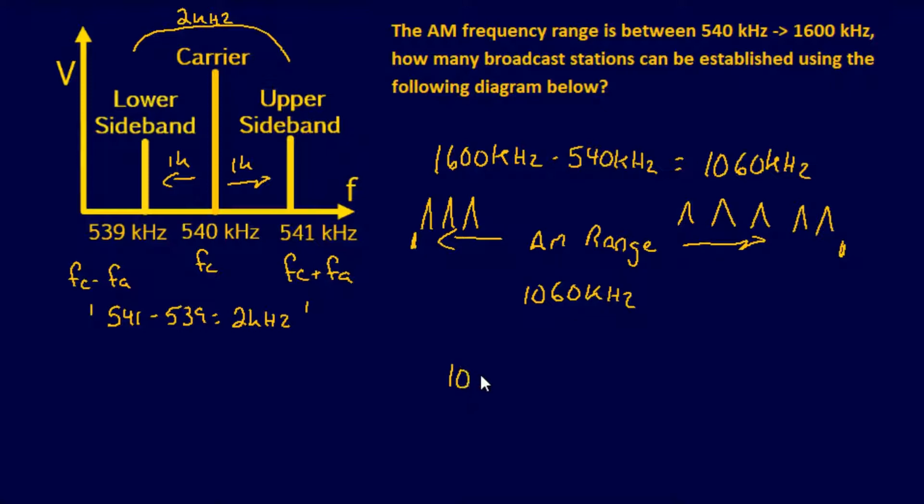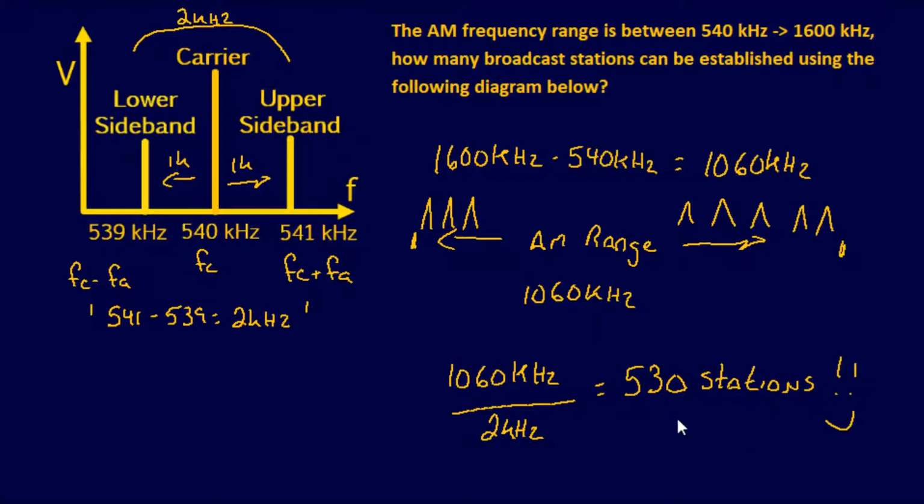It's going to be your range divided by bandwidth. And again, very simple one. Plug and chug that in your calculator. You can get 530 stations. So that would be your answer. You'd be able to see 530 spikes going up and down this range of all your AM broadcast stations. So this one was relatively easy, but I just want to go over how this would look if you're trying to determine the bandwidth and correlation of the AM range here.